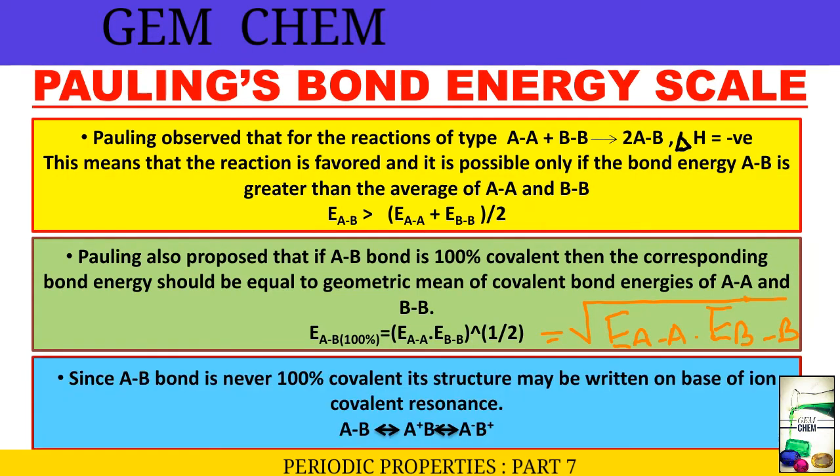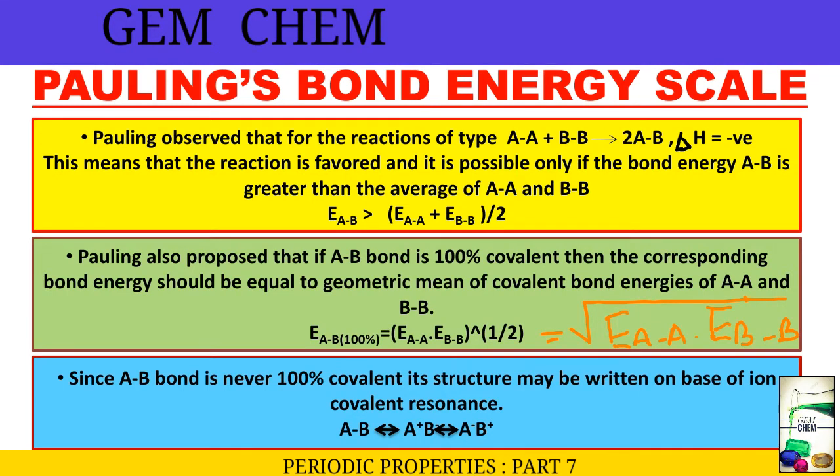Since the AB bond is never 100% covalent, its structure may be written on the basis of ionic-covalent resonance. That is, AB can be written as A plus B minus or A minus B plus.